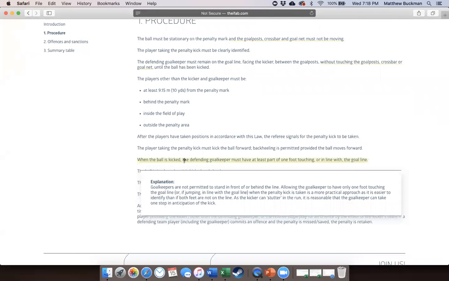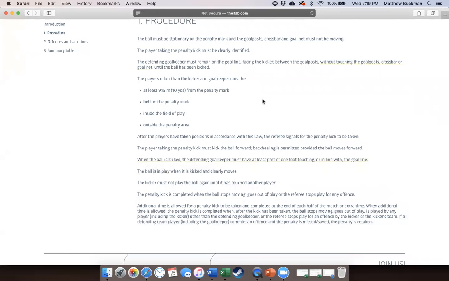Allowing the goalkeeper to have one foot touching the goal line when the penalty kick is taken is a more practical approach, as it is easier to identify than if both feet are not on the goal line. So again, it used to be that the goalkeeper had to keep both feet on the line, and in all honesty, we usually didn't worry too much about it. Now they're giving the goalkeeper the ability to come forward while still keeping part of a foot on the line. I'm going to pause here for questions.